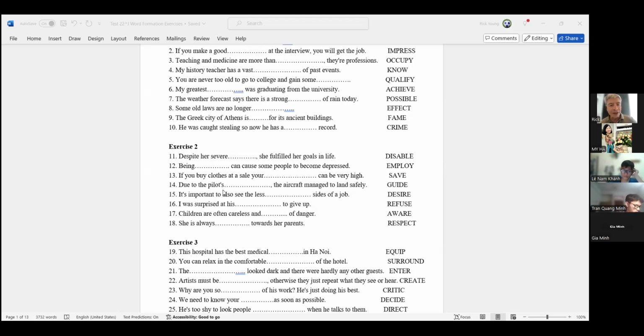Number 14, I think everyone got correct. Due to the pilot's guidance, the aircraft managed to land safely. Guidance is how it's pronounced. Number 15, it's important to also see the less desirable sides of a job. 16, I was surprised at his refusal to give up. Number 17, children are often careless and unaware of danger. And the last one, I think most people got this correct. She is always respectful toward her parents.